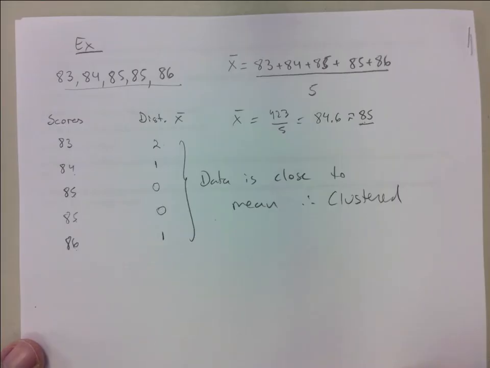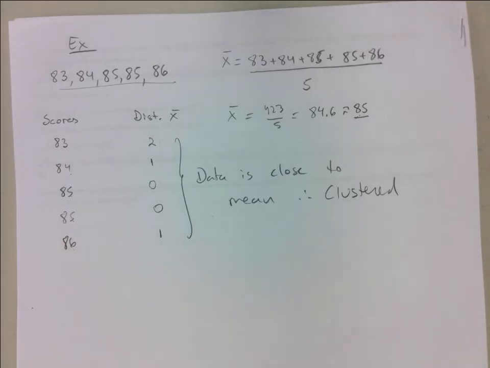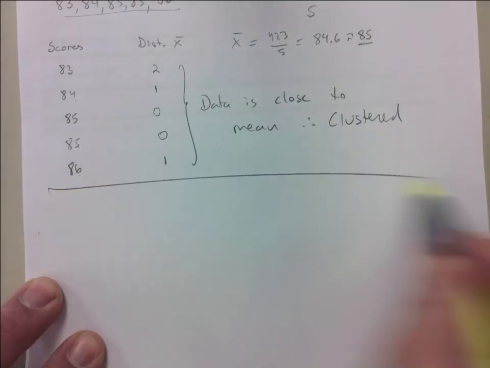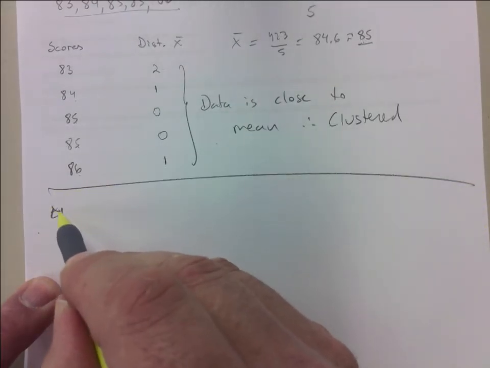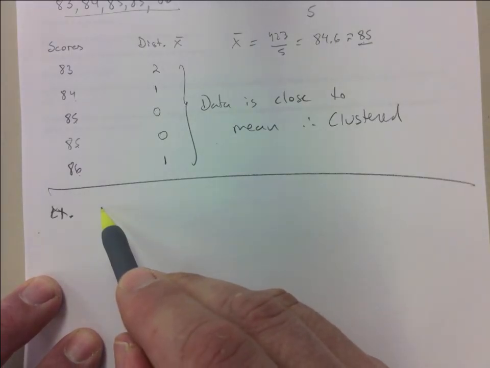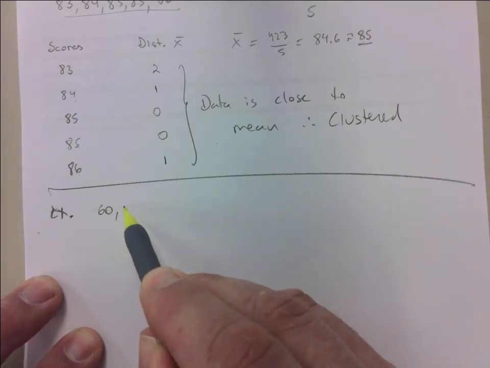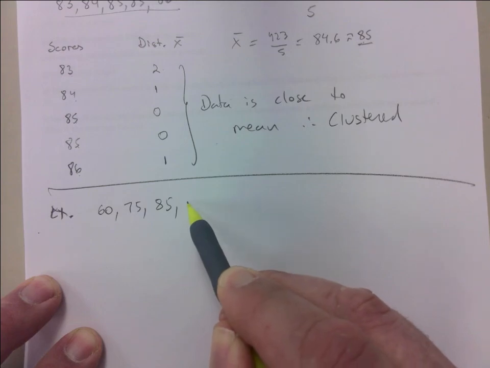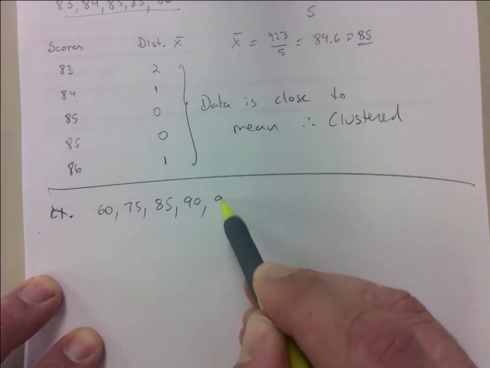Okay? Let's do another one real quick. If you're writing this down, I'll leave this for a bit. I'll do another one here. Another example. Let's say I take a different class, not this class, but we have 60, 75, 85, 90, and 99.